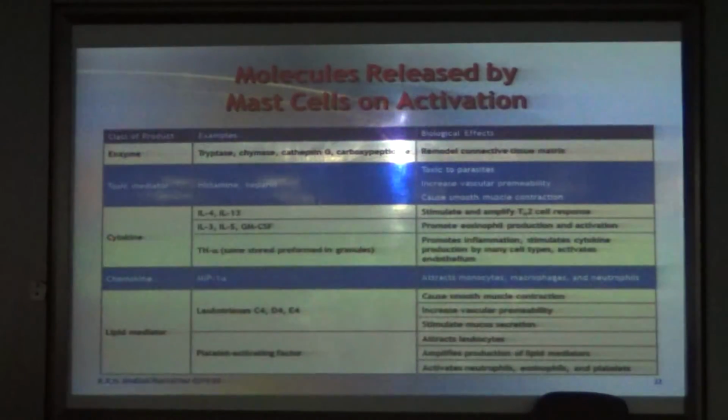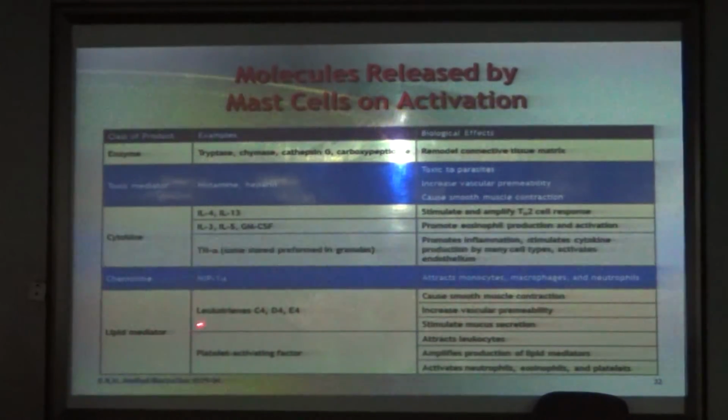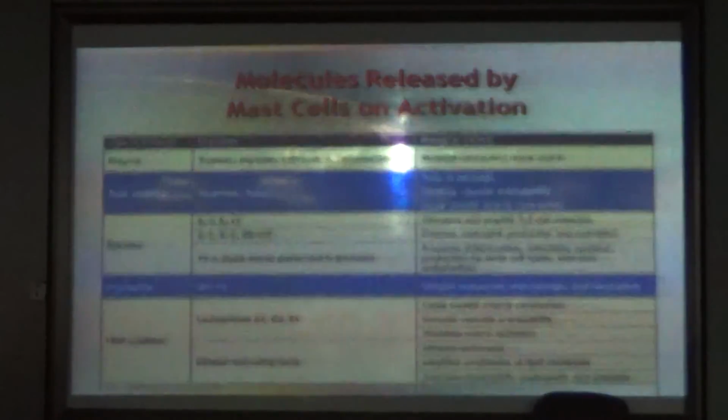What else do I need? As I told you, there are histamines, toxic mediators, cytokines which are also released, chemokines and mediators of leukotrienes, platelet activating factor, which increase vascular permeability and cause smooth muscle contraction. So all these can cause many of these symptoms or connective tissue problems. So just read it. Again, as I said, I'm not going to go into details. It's for your knowledge.